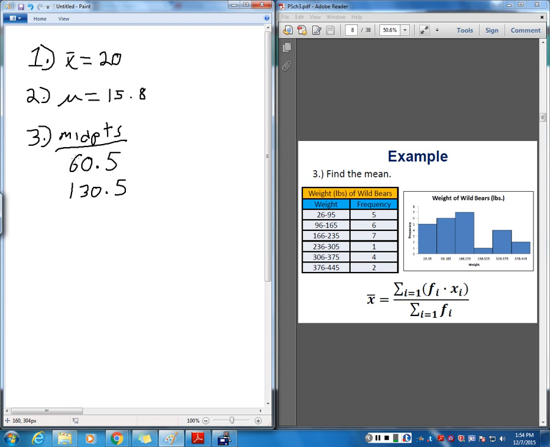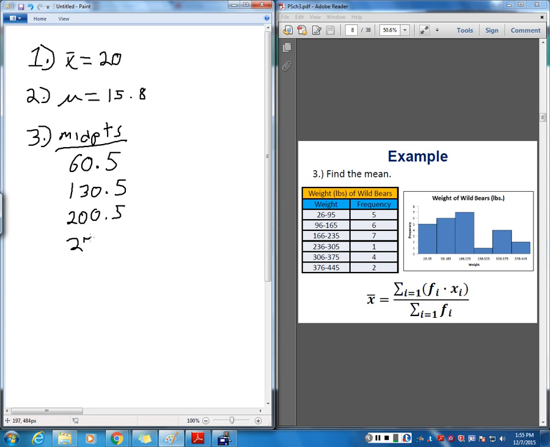Oh, now notice there's a pattern here. The difference between these midpoints is also the class width. Yeah, the class width of this graph is 70. 96 minus 26 is 70. 376 minus 306 is also 70. The difference in the midpoints will also be 70. So I can just add 70 to each number to get the next midpoint. 130.5 plus 70 is 200.5.